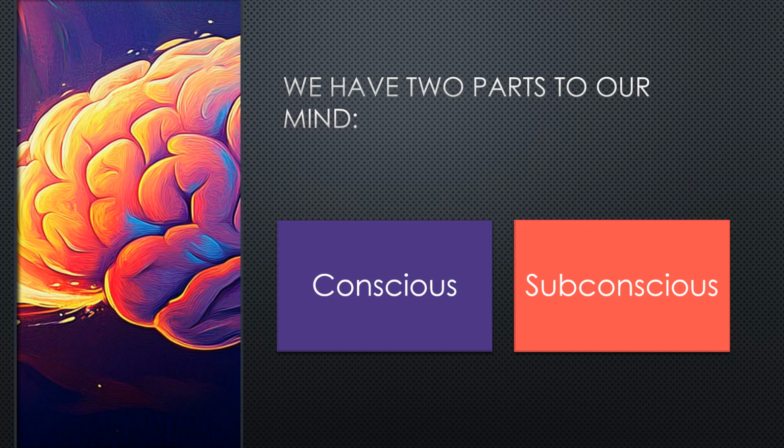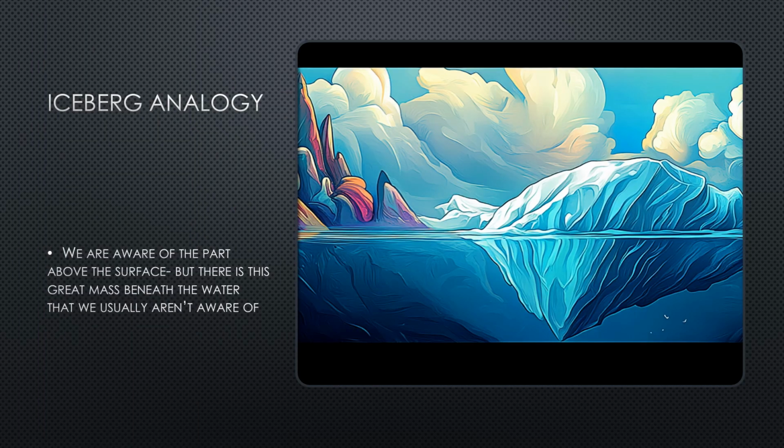Now, this is a concept that dates way back to Freud, the idea that we have two parts to our mind, the conscious and the subconscious. I like to use the iceberg analogy when we're talking about the mind because the conscious mind is like this little part that floats above the surface. It's the part that we see, the part that we're aware of. But then there's this huge mass beneath the surface that we're not aware of. And it's that part that can sink the ship.